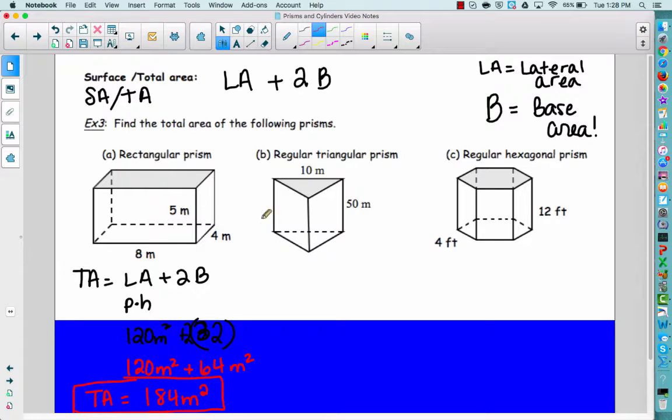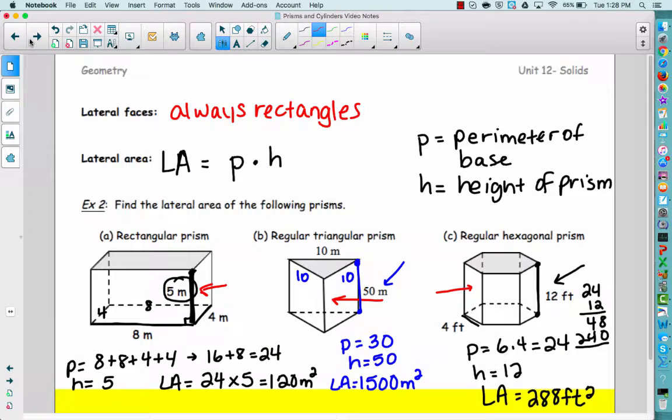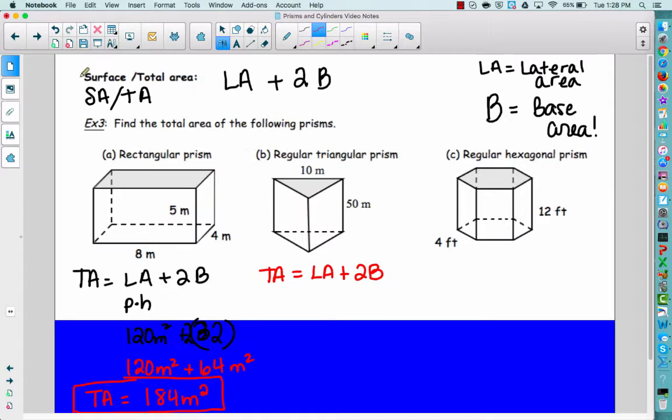All right, let's do one more. The regular triangular prism, again, the total area or the surface area is the LA plus 2B because it's got 2 bases. All right, we calculated our lateral area, and our lateral area was 1,500 meters squared. Okay, so 1,500 plus 2 times. All right, let's look back.